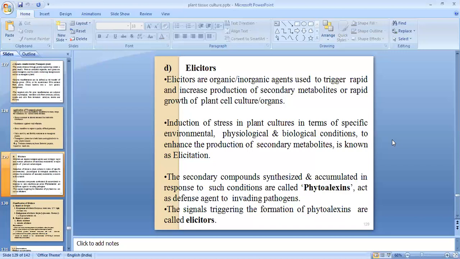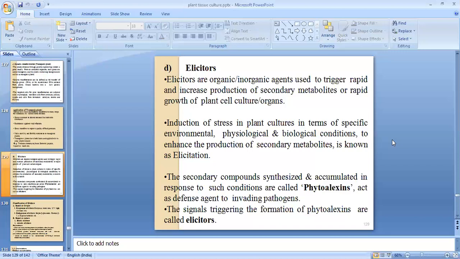Elicitors are agents of organic or inorganic nature which stimulate the production of secondary metabolites or the growth of plant cells in culture. How is this stimulation happening? That stimulation can be brought about by induction of stress in the plant cultures in terms of specific environmental, physiological, or biological conditions.